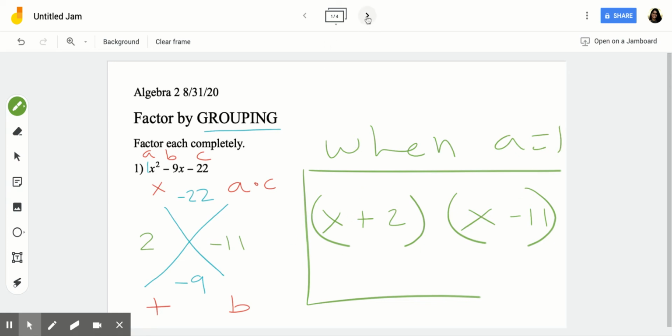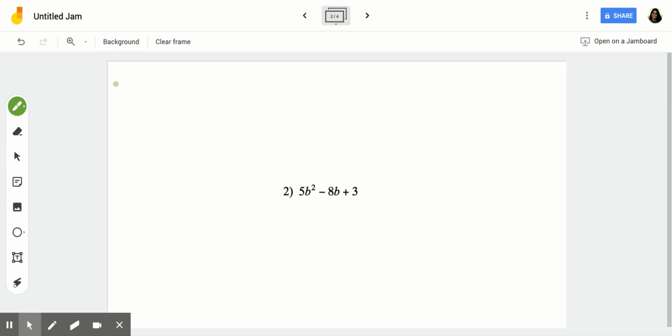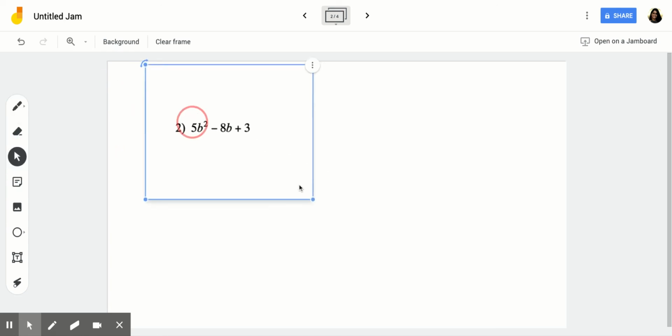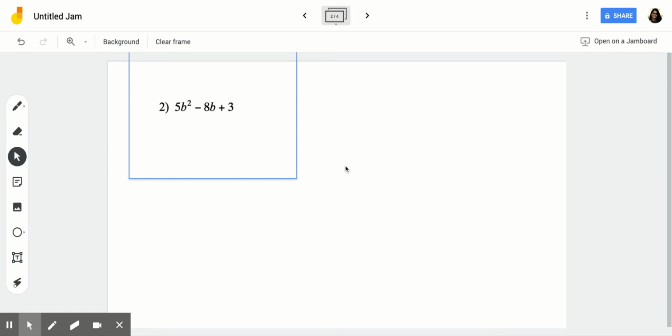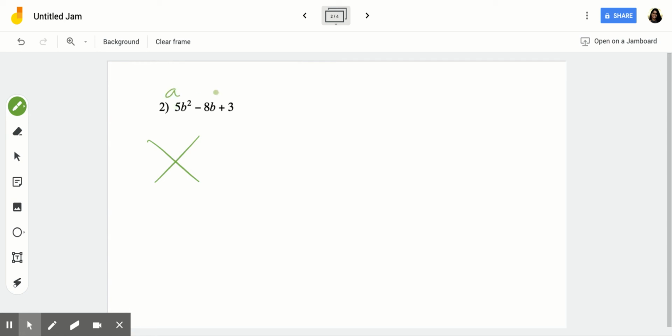Now the second example I'm going to do is by grouping. So we are going to do factor by grouping. How do I know I have to do factor by grouping? Well, look at this number. It's a 5. It's not a 1. So I have to do factor by grouping. And we're going to do this one together. You're still going to do the X in the same way. This value is A, this value is B, this value is C.